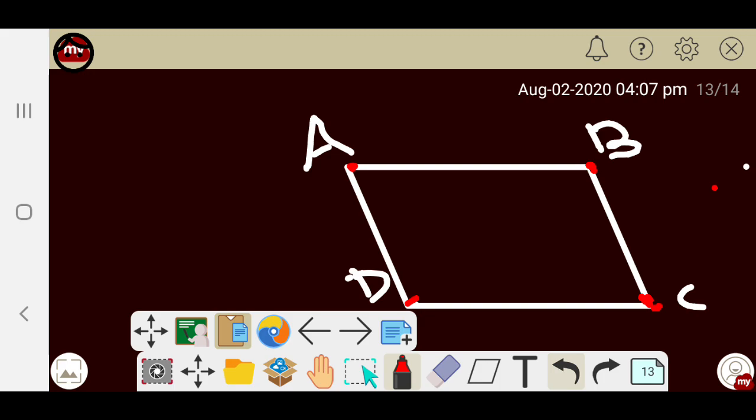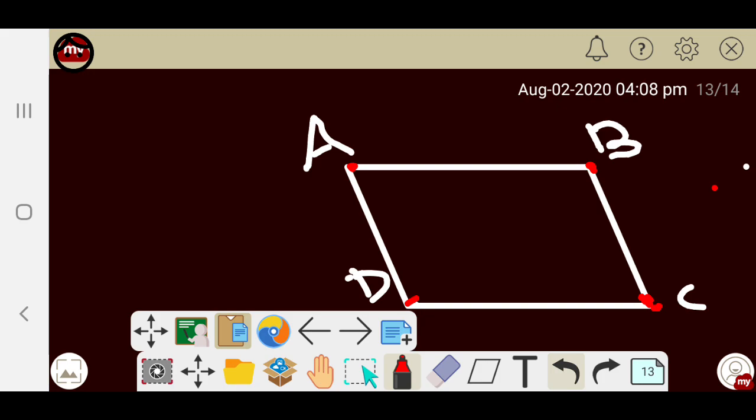Consecutive here means continuous. That means A and B are consecutive vertices. B and C are consecutive. C and D are consecutive. D and A are consecutive or adjacent. We can use another word, adjacent. A and B are adjacent vertices. B and C are adjacent vertices. C and D are adjacent vertices. And A and D are adjacent vertices.